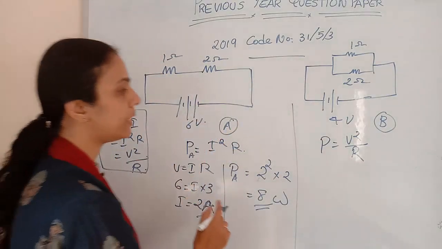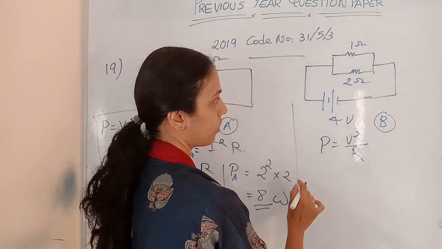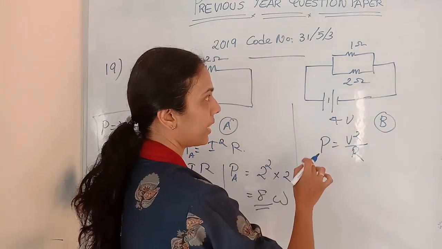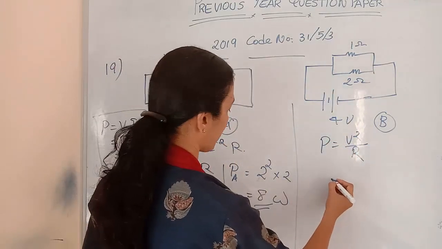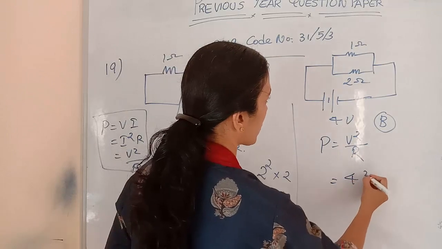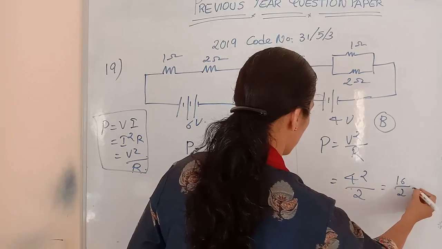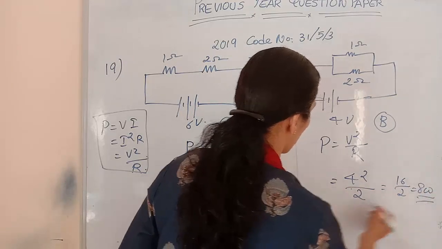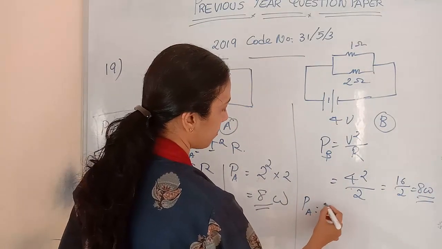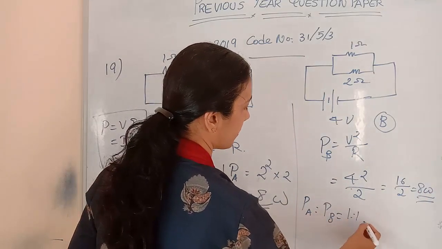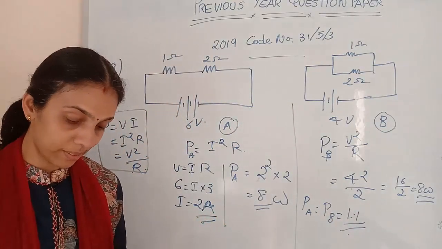Then here in B, V square we have, R we should find out. See, R is across the 2 ohm, right? So P equals V square by R. V square is 4 square divided by R, that is 16 divided by 2, that is 8 watt. So we will get the ratio PA is to PB as 1 is to 1. Okay, so clear? So this is the formula for finding that one.